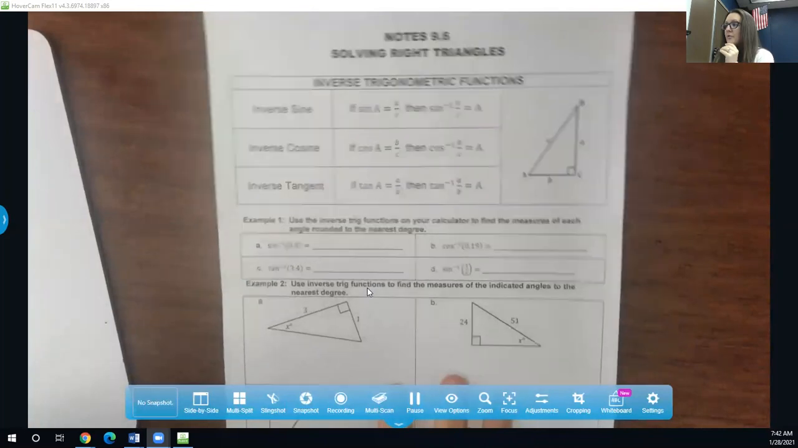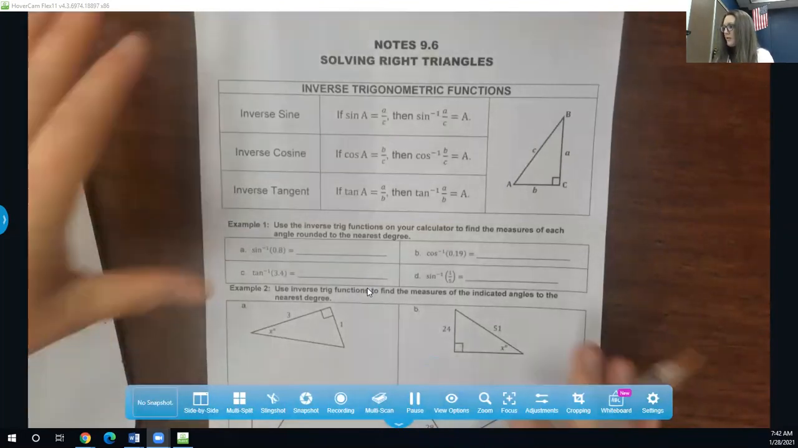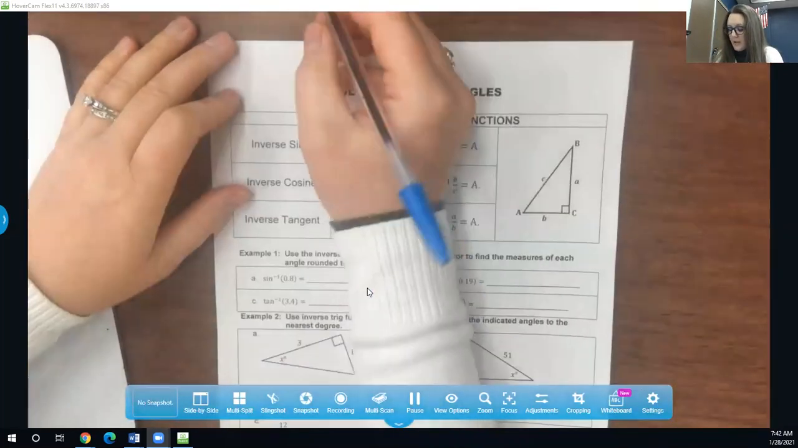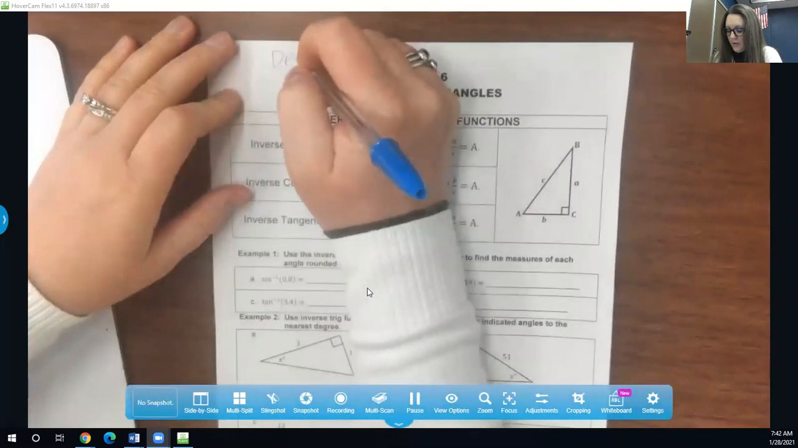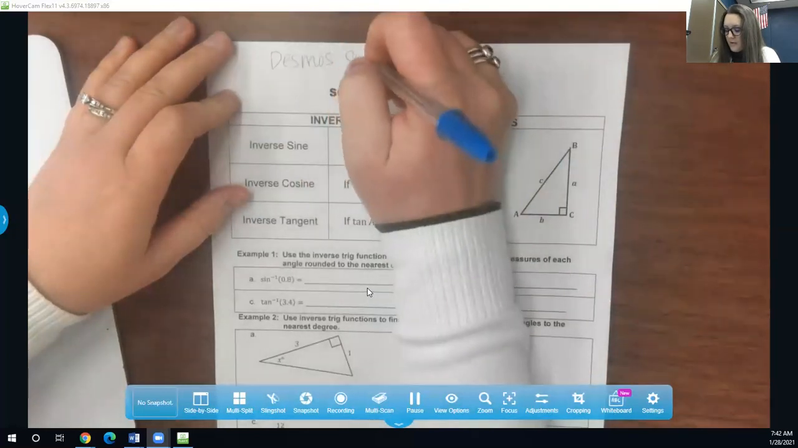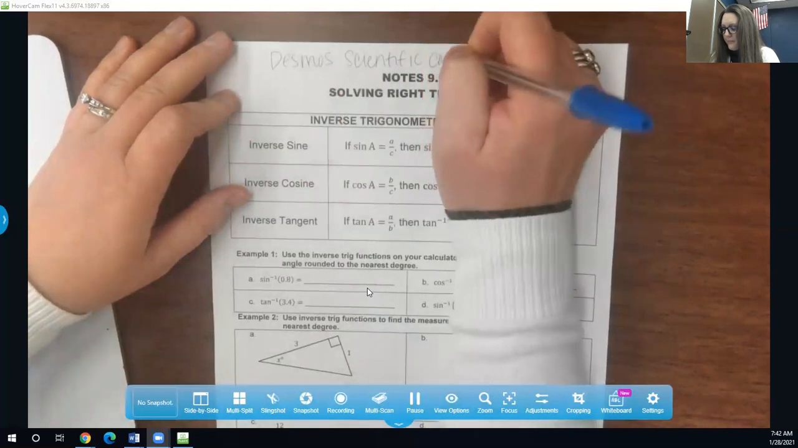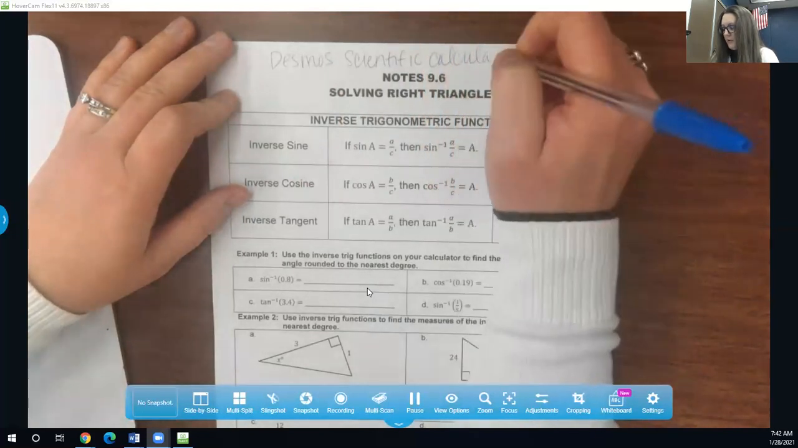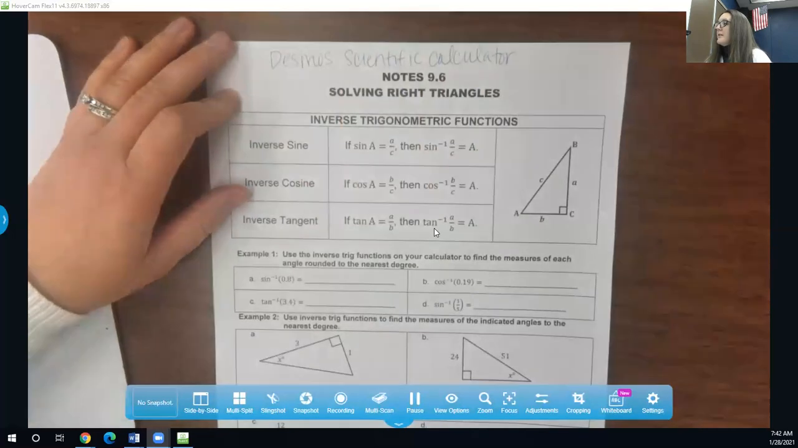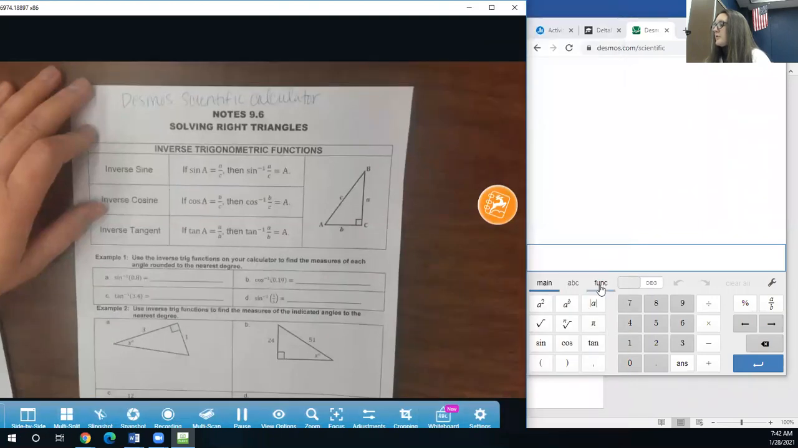So if you have your notes, go ahead and grab those out. If you don't have your notes, you can grab your journal out. That works just as well. Like we've been using in class, on your computer, if you'll pull up the Desmos Scientific Calculator, that's probably the best calculator to use here, and it has your trig functions really easily accessible, just like this.